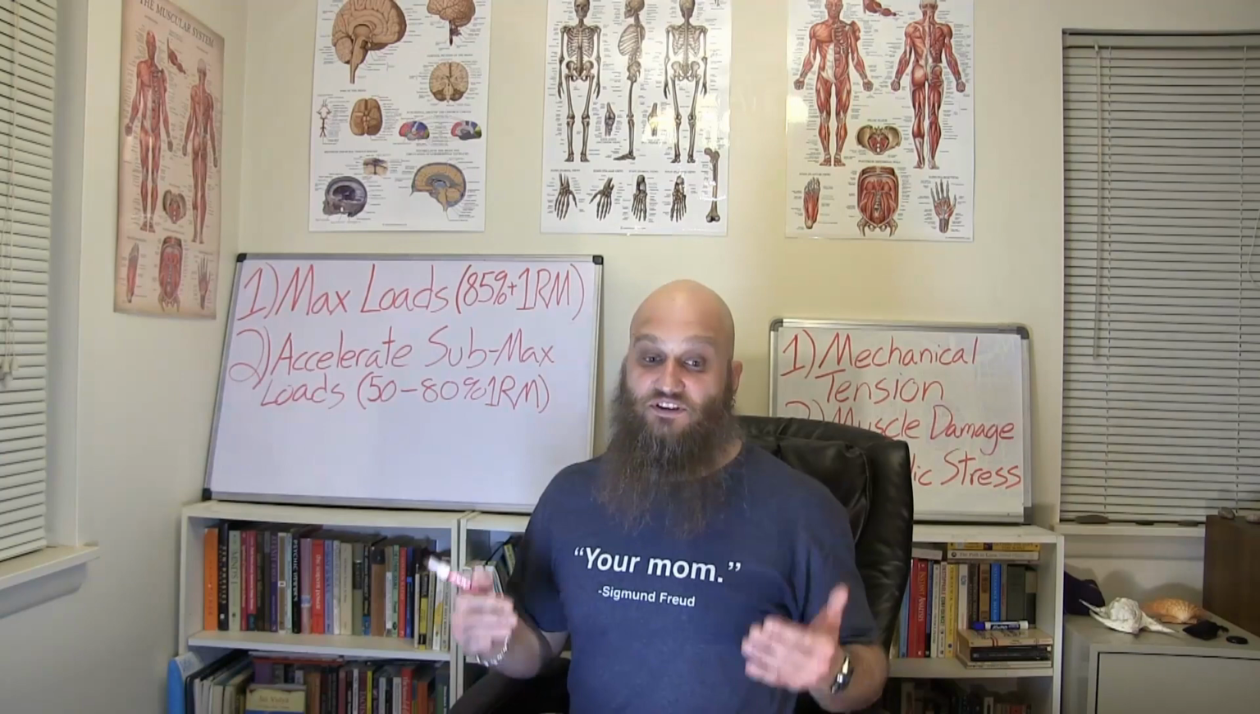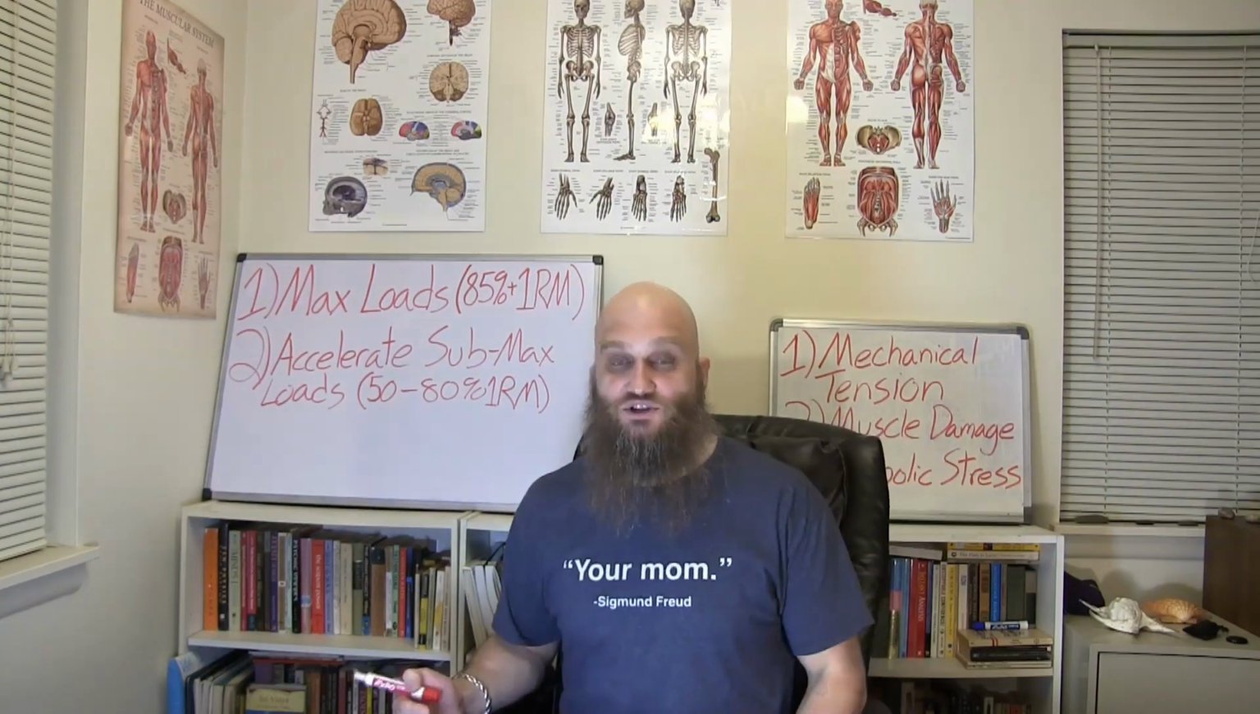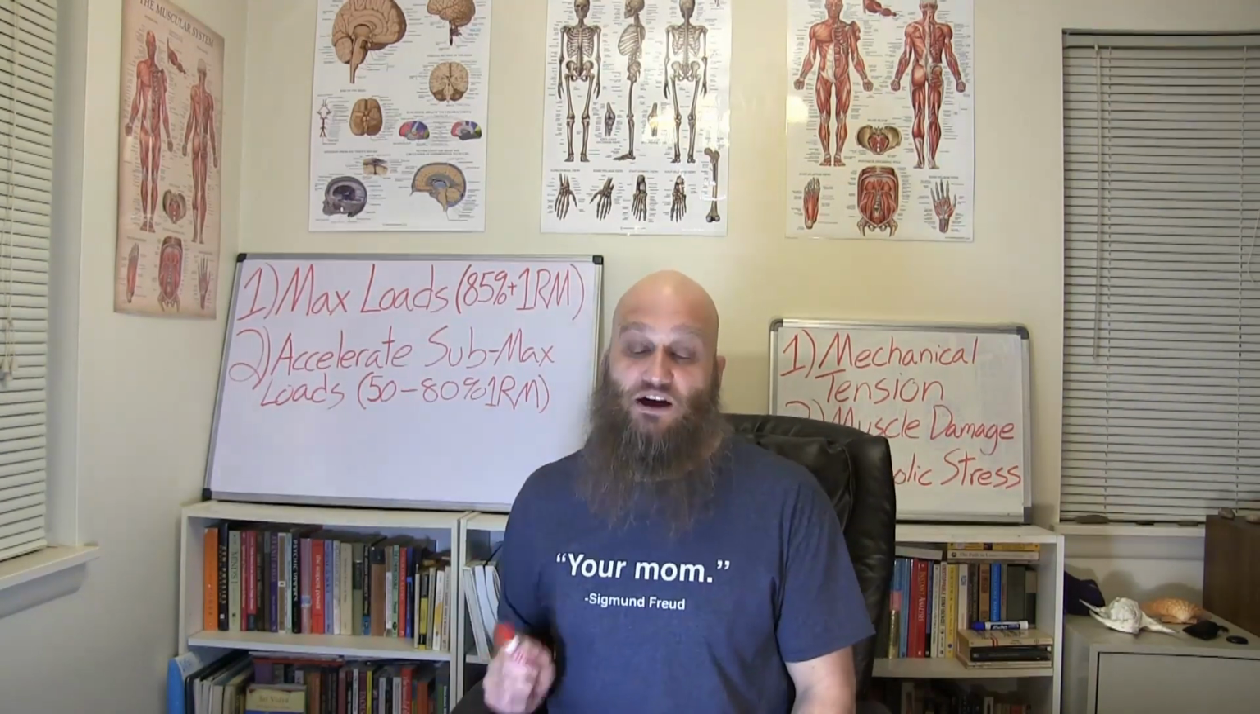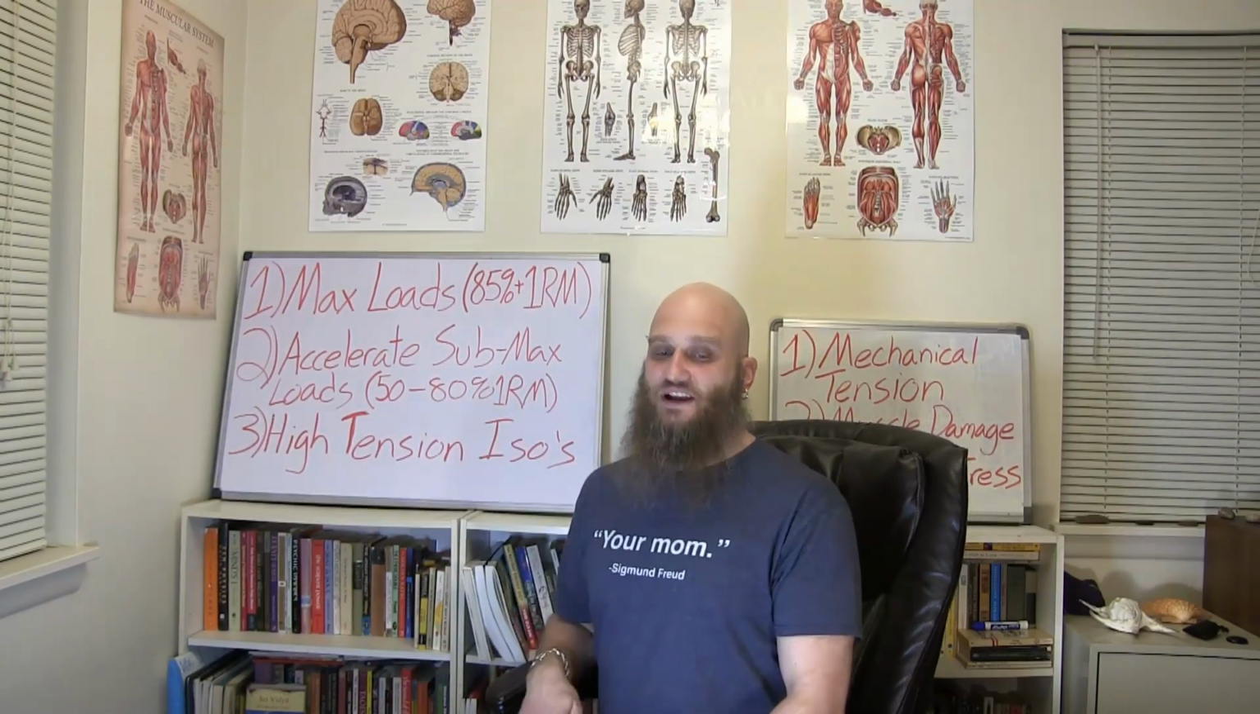All right, but there is more. The second way to maximize motor unit recruitment is to accelerate submaximum loads when you are lifting lighter in the 50 to 80% of your 1 rep max range, or the 10 to 30 rep range. You need to lift your weight faster in order to maximize motor unit recruitment with that kind of loading. And that will promote the development of lean muscle mass, as well as training you to become more explosive, and is actually a specific type of strength training called starting strength, because it is training you to be faster as an athlete. And then the third way to maximize motor unit recruitment is high tension isometric exercises.